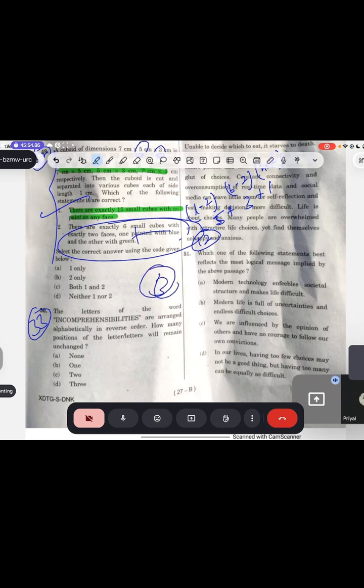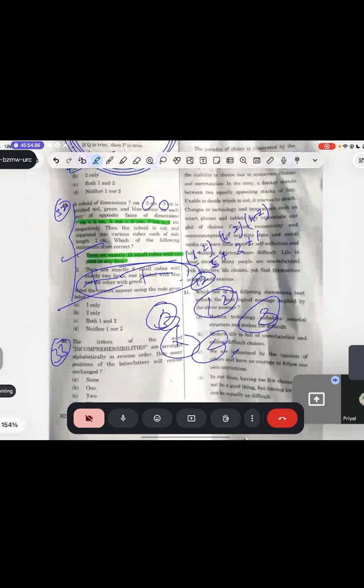We have 3 colors and 12 edges. So if one color is removed, we still have 2 colors. So it should be a minimum of 8. But the question is saying 6. So the second statement is definitely wrong. This is common sense actually. Otherwise, guys, this kind of question, you can leave.